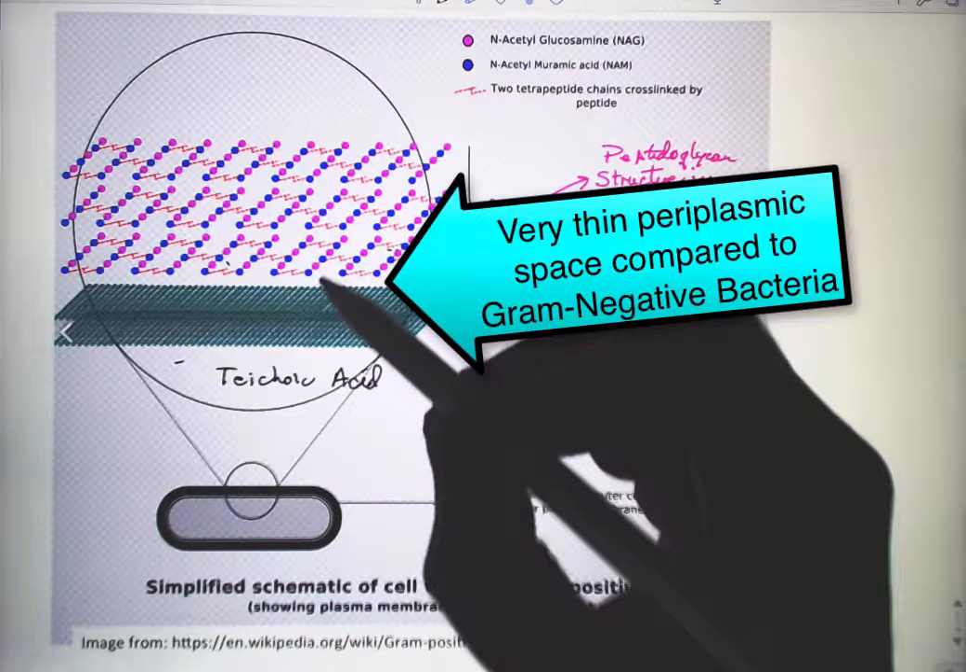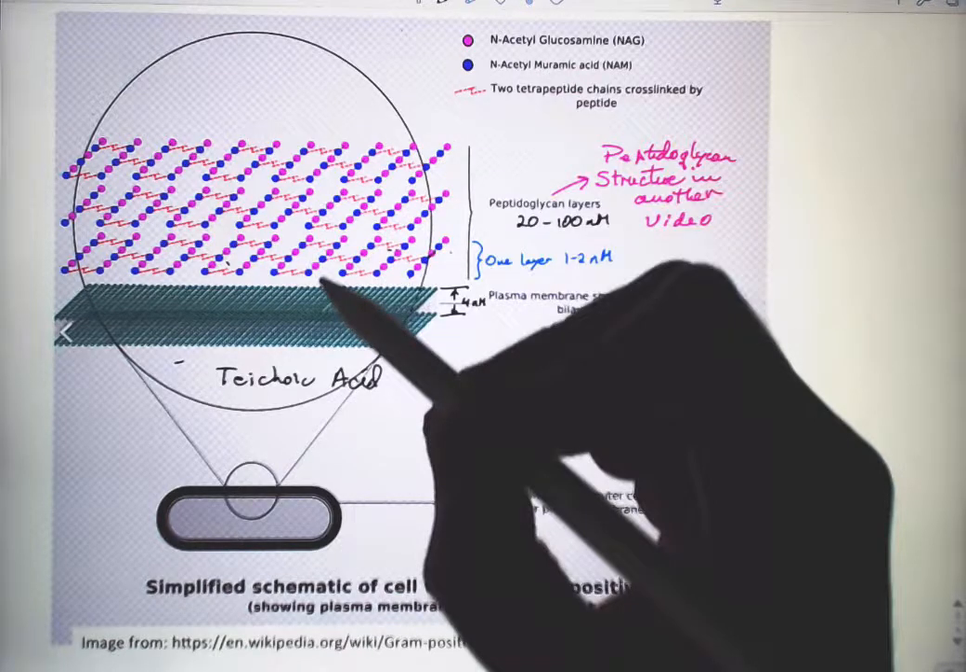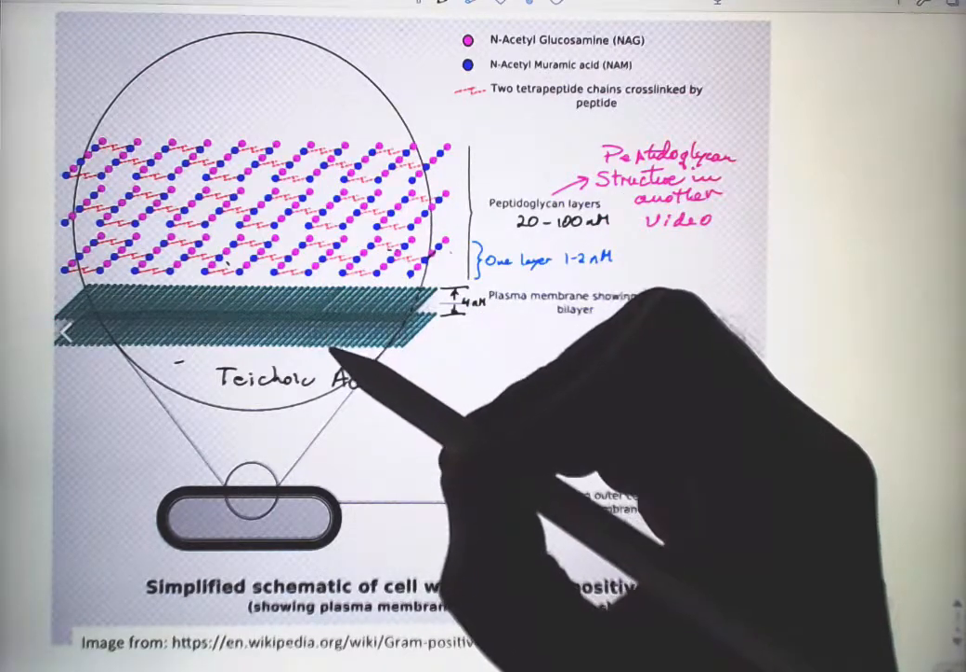That forms a tough mesh and protective coat. Gram-positive bacteria have a very thin periplasmic space in comparison to gram-negative bacteria. The functions are not well known, but electron transport and some enzyme function are known for some bacteria. We'll talk a little bit about teichoic acid, which tethers the peptidoglycan layers to the membrane. Let me show you this in a sketch.